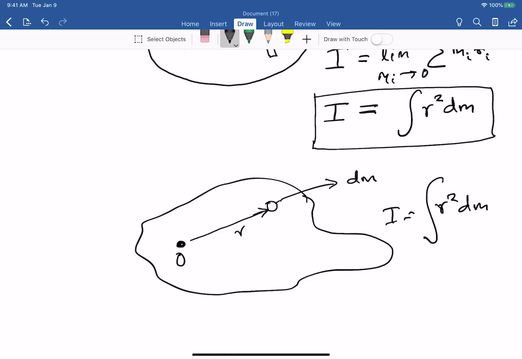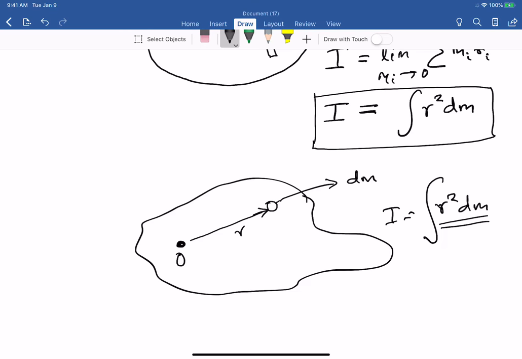And if you wanted to find the moment of inertia of an extended object, you could break it up into a bunch of point masses and calculate the moment of inertia of all of them. So for each point mass, it's just dm times r squared. And adding them all up, which is the process of integration, gives you the moment of inertia of the entire object.